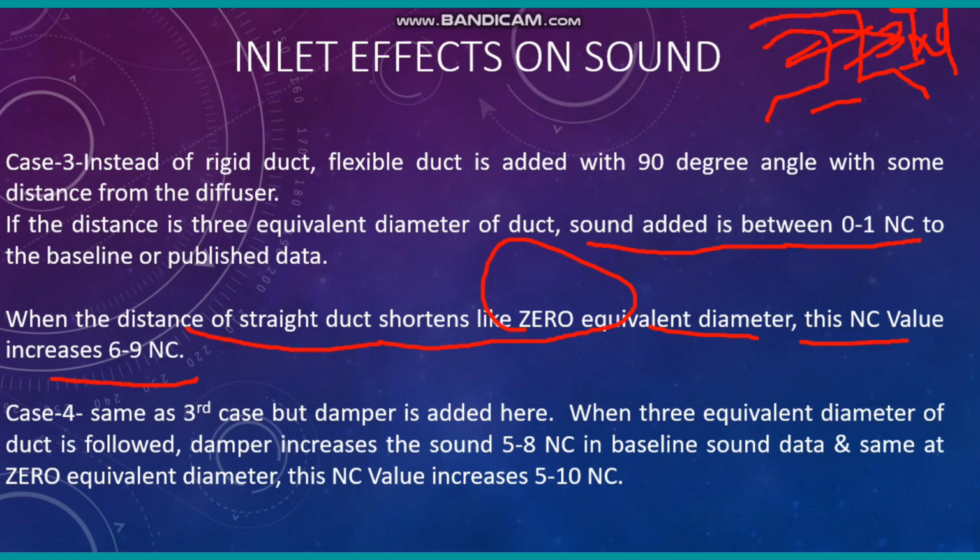Okay, and coming to case 4, the same arrangement, but I'm adding the damper here. So in this case, what will happen? Damper increases the sound 5 to 8 NC from the baseline sound data. Baseline sound data means we just verified that it is like a rigid duct. Okay, so that is published in the technical data set. That's the baseline sound data. And same at 0 equivalent diameter, this NC will increase 5 to 10 NC value.